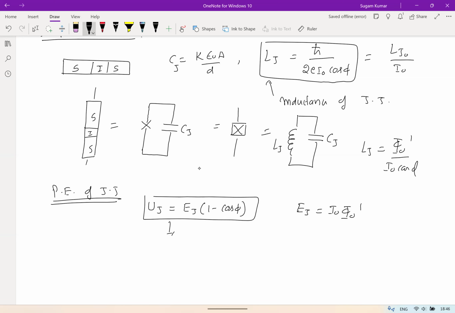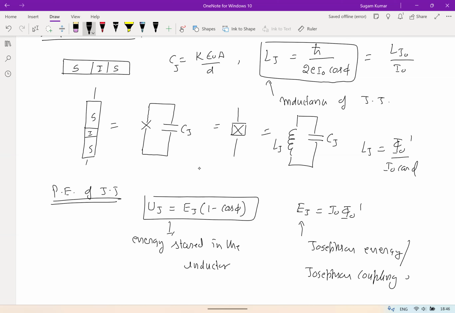So this quantity is nothing but the energy stored in the inductor, and this term is also called the Josephson energy. Sometimes we even call it the Josephson coupling energy. And this is the potential energy we're talking about.